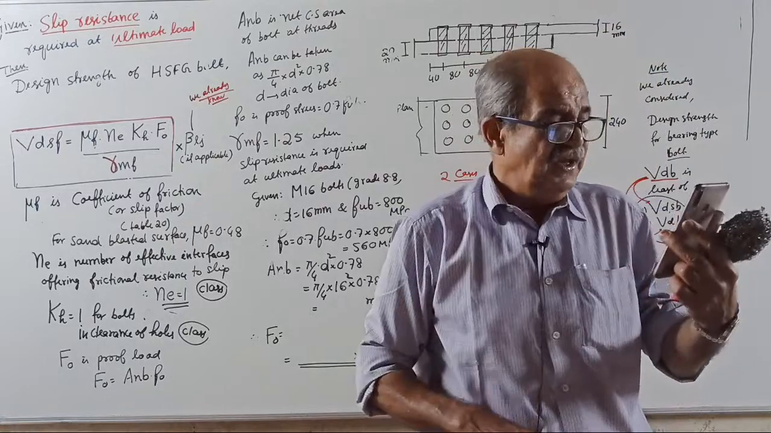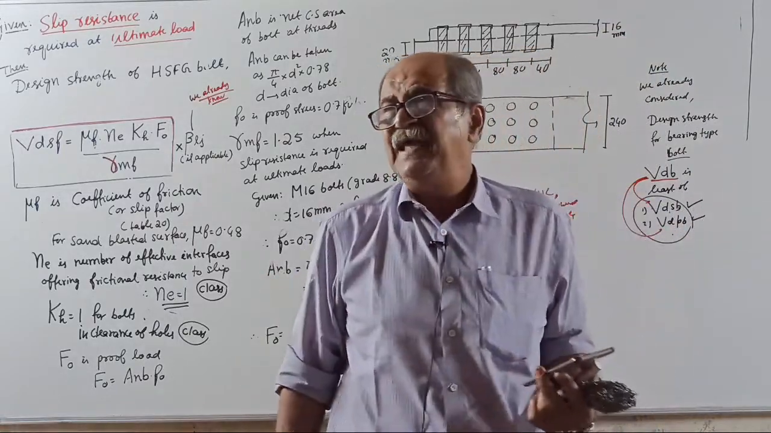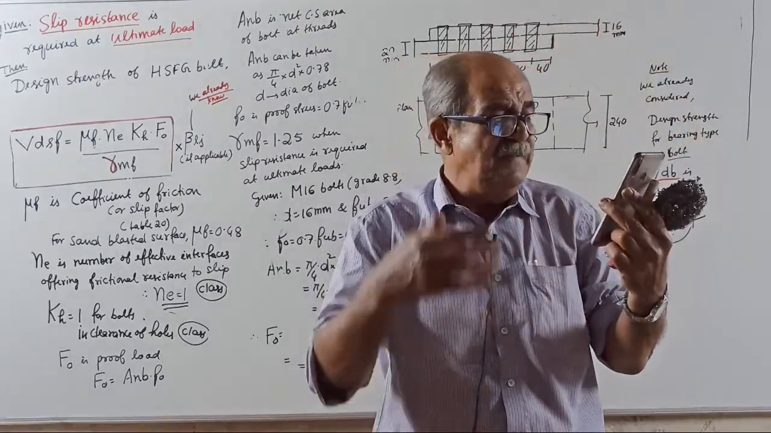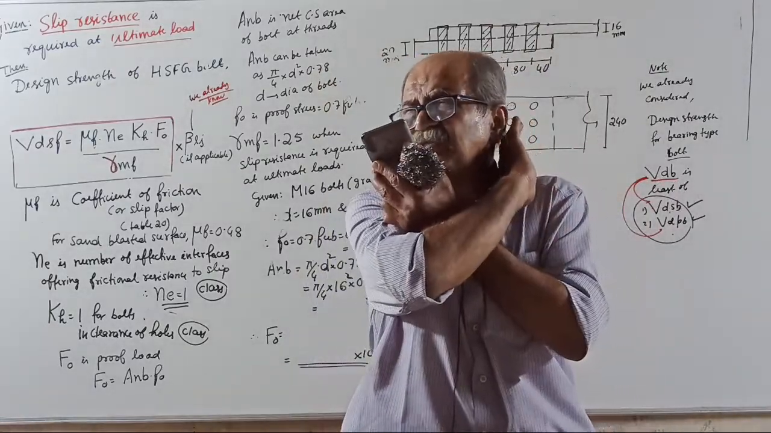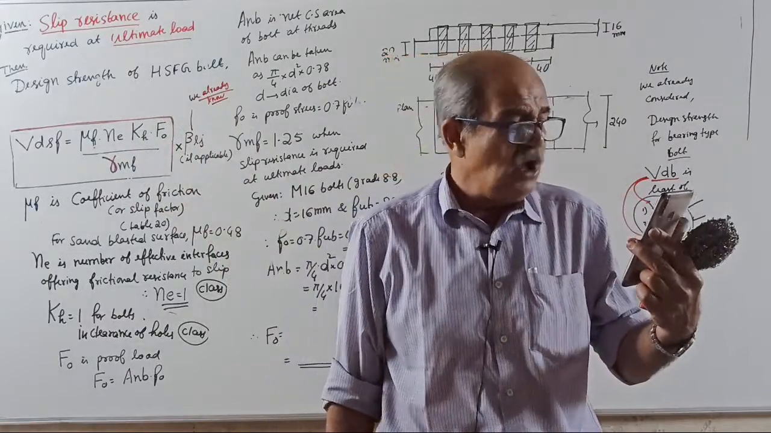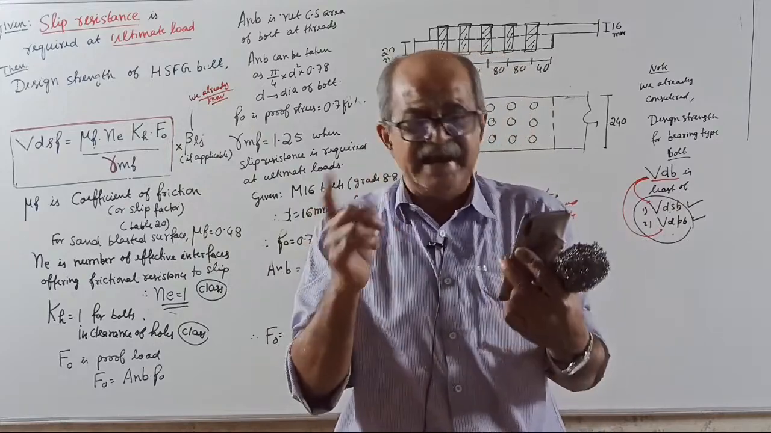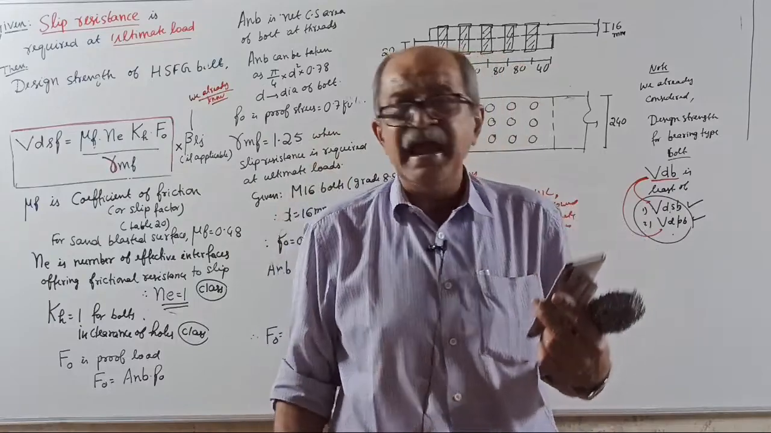One case is service load or working load, where slip is not allowed, but in case it reaches ultimate load, slip is allowed. But in the second case, slip is not at all allowed, neither at working load nor at ultimate load. Tell me, first better or second better? From confidence point of view, second is better.